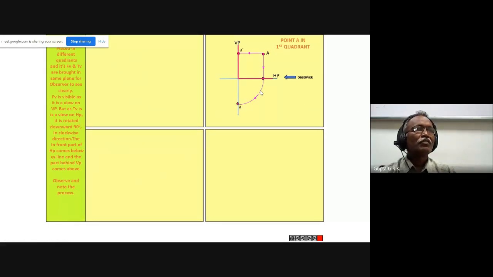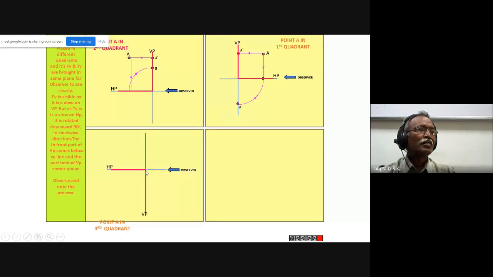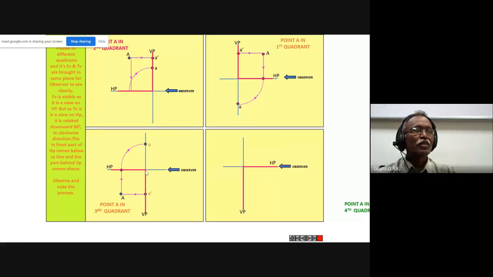So you can see that if it is kept in the first quadrant, you can see front view in the top and top view below, and here front view comes top and top view also rotated up, and both A and A dash go up. In the third quadrant, front view comes below and top view goes up, and in the fourth quadrant front view comes down and the top view also turns down. So both are below xy.